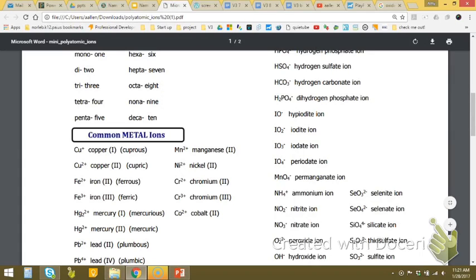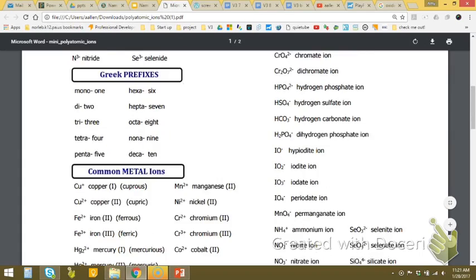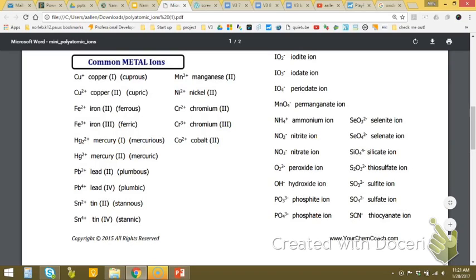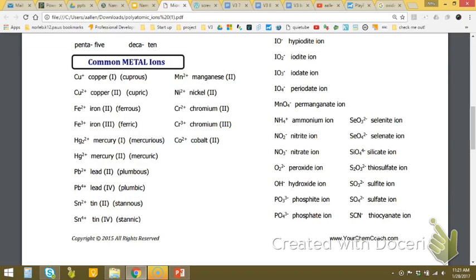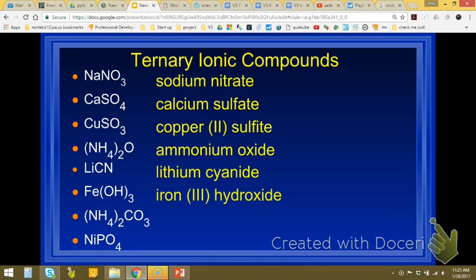We need to find OH and compare. OH is hydroxide. We have 3 of those, remember, so it's -1, -1, -1. So we have a -3, which means to balance that out, iron has to be iron 3. So we have iron 3 hydroxide.